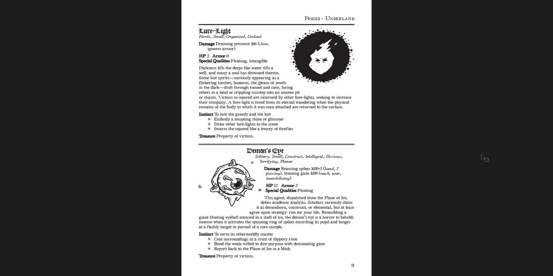As flickering torches, lanterns, the gleam of jewels in the dark, drift through tunnel and cave, luring others to a fatal or crippling misstep into an unseen pit or chasm. Victims so injured are swarmed by other lure lights seeking to increase their company. A lure light is freed from its eternal wandering when the physical remains of the body to which it was once attached are returned to the surface.